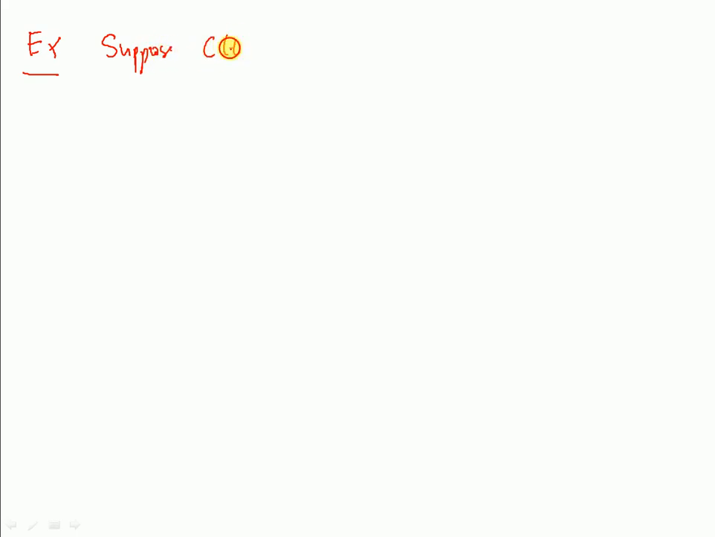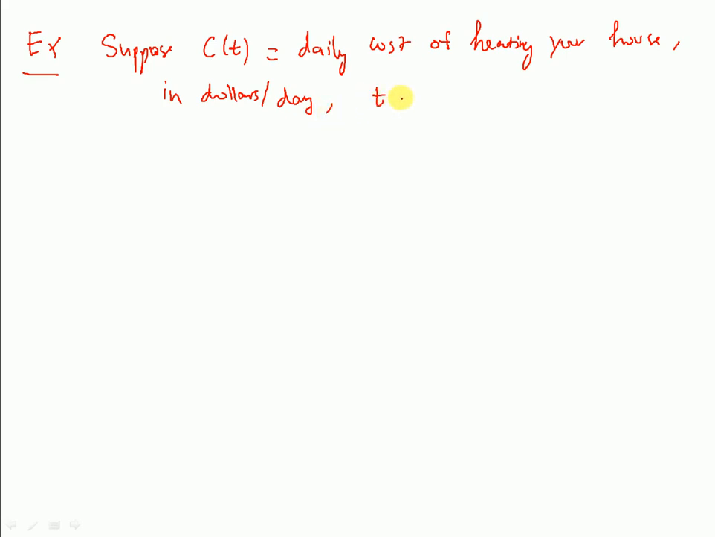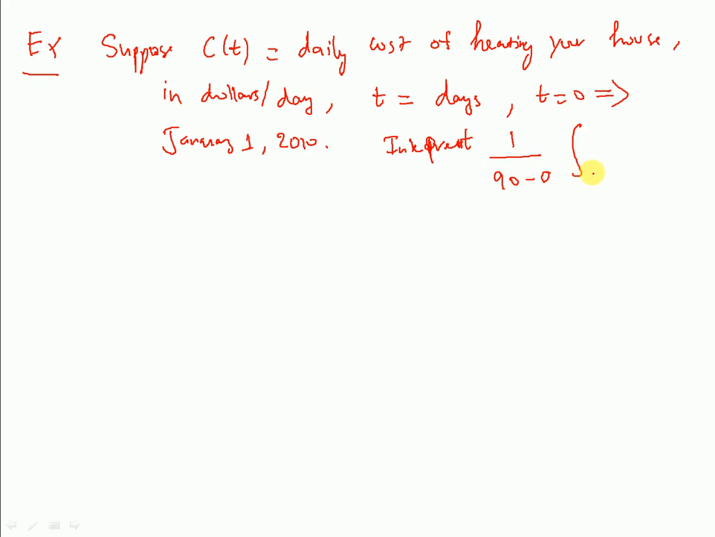Suppose that c of t represents the daily cost of heating your home, your house, in dollars per day. Now t is in days, and t equal 0 represents January 1st of the year 2010. Now you want to interpret this expression: the integral from 0 to 90 of c of t dt.